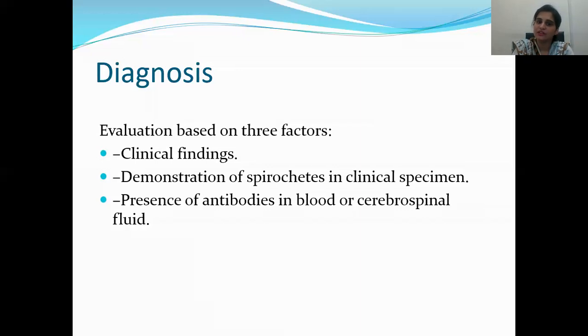And the diagnosis is basically on three factors. The clinical findings: you will see the indurated ulcer, which is painless, or condylomata lata is present. And in the lesions, you will find the spirochetes. First of all, you will diagnose it on the basis of the clinical findings. And then if you see the lesions, you will demonstrate the spirochetes in the clinical specimen. And then there is presence of antibodies in the blood or cerebrospinal fluid. As I told you, in tertiary syphilis, CNS involvement is present, so antibodies are also present in the blood or in the cerebrospinal fluid.